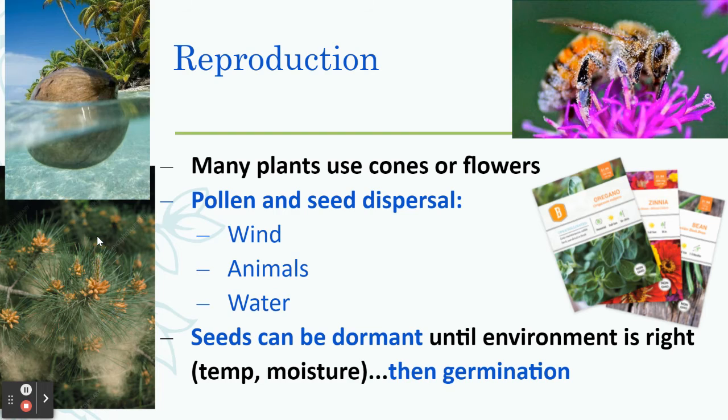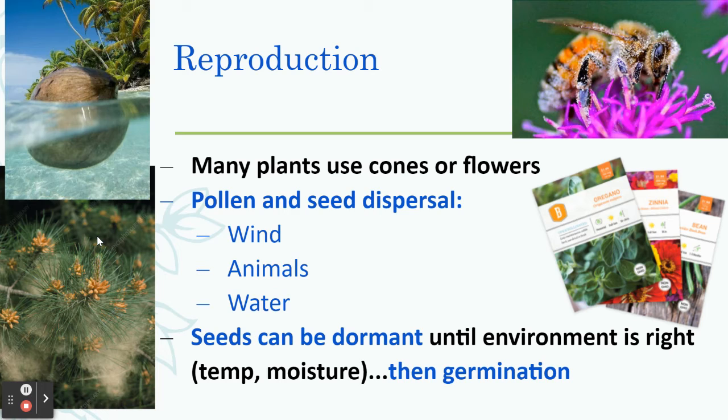All right, another thing plants do is reproduction, and you might be seeing a lot of this going on right now because it is springtime and trees are in full bloom. But most plants use either cones or flowers. So cones are gymnosperms and flowers are angiosperms. But basically, they're going to be dispersing their pollen and seeds throughout the area around them to try to spread their DNA to the next generation.